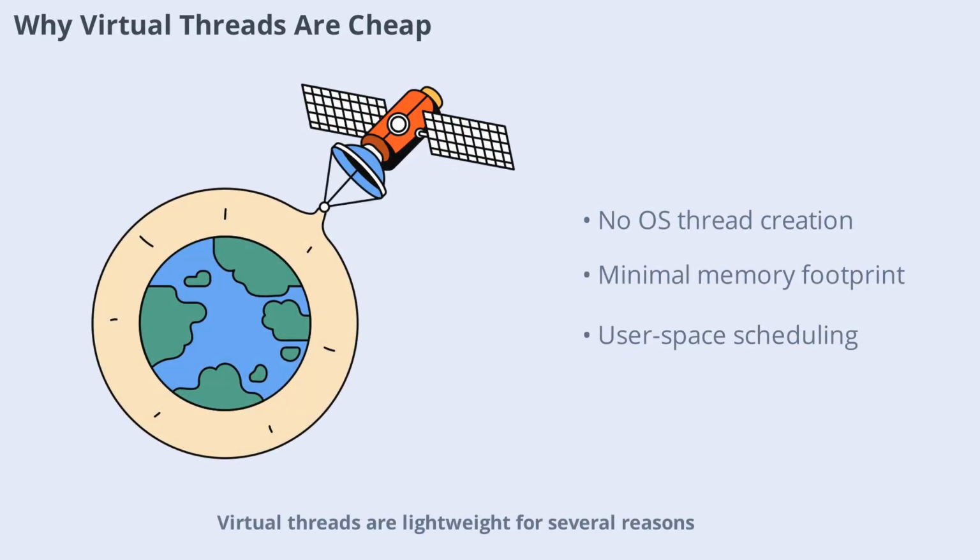Virtual threads are lightweight for several reasons. They don't create OS threads, avoiding kernel-level system calls and context switching. Their initial stack size can be as small as a few kilobytes, growing dynamically as needed. Memory is allocated on demand, with no upfront reservation of large stack space. Creation and scheduling happen entirely in user space, making them extremely efficient.